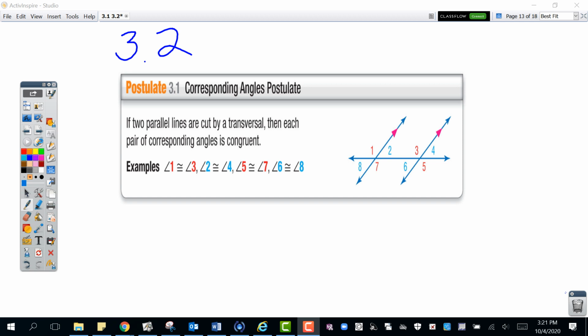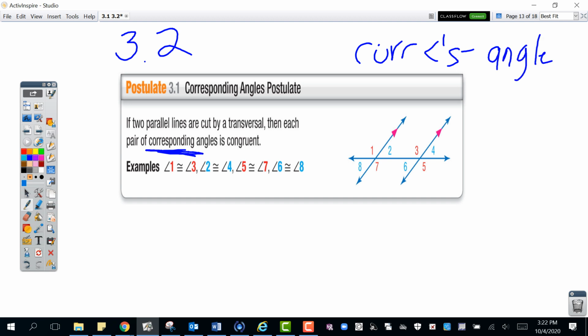So let's start off with this corresponding angles postulate. So it says if two parallel lines are cut by a transversal, then each pair of corresponding angles is congruent. So first off, let's remember what corresponding angles mean. All right, so remember, corresponding angles are angles in the same position.